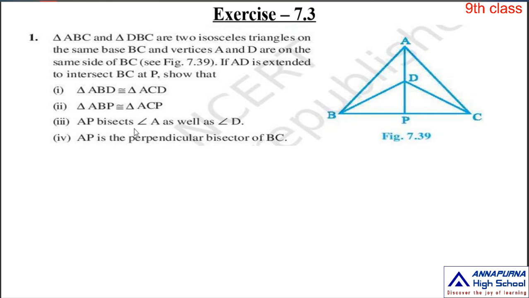Next, fourth condition, AP is the perpendicular bisector of BC. We prove AP is perpendicular to BC and AP bisects BC. Start the solution.